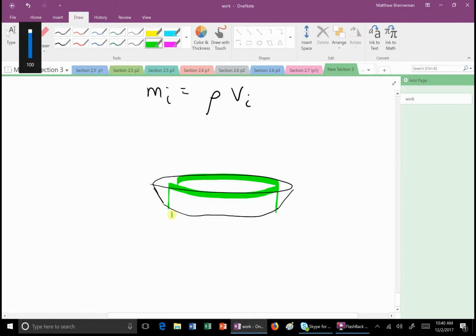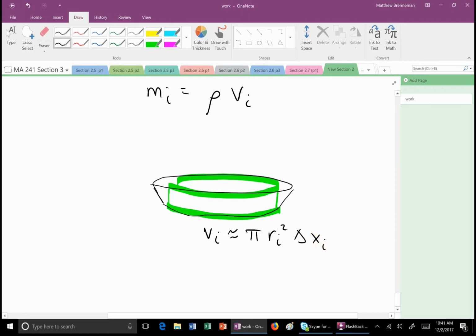Okay, so why don't we go ahead and just approximate that by a little cylinder? And I know the volume of the cylinder, right? And then what's going to happen? As delta xi goes to 0, that thing is really going to encroach. All right, so the volume of the cylinder is approximately pi Ri squared times delta xi.